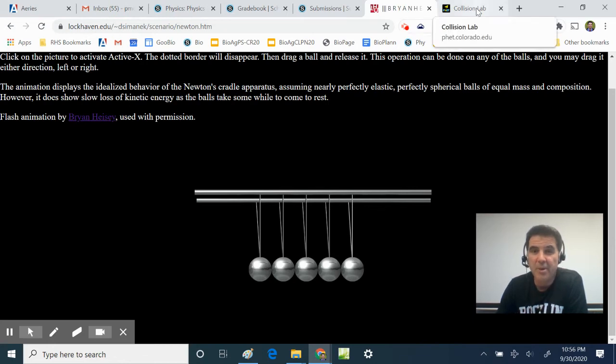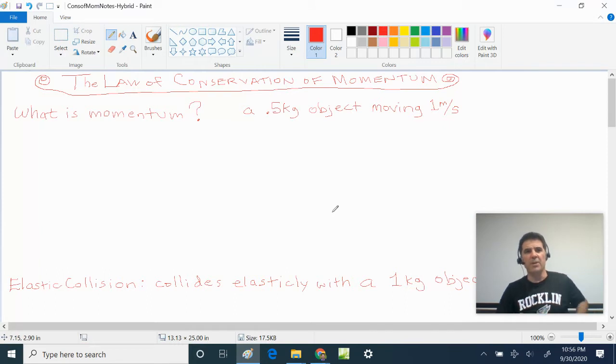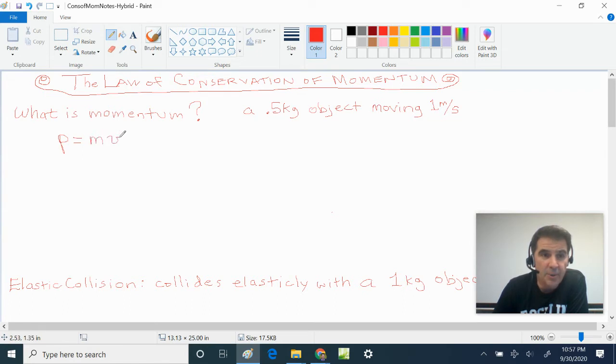Okay, so what are we talking about then? So, law of conservation of momentum. First of all, what is momentum? And just to review a little bit. Momentum is the letter P, from the Latin word petere, and that means to go. And it is when a mass is in motion.